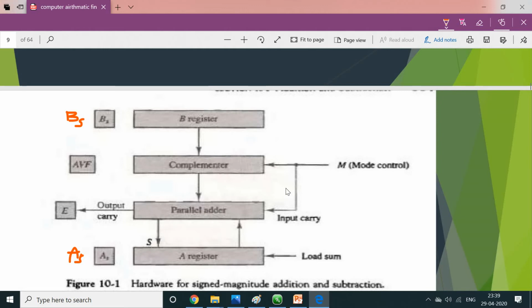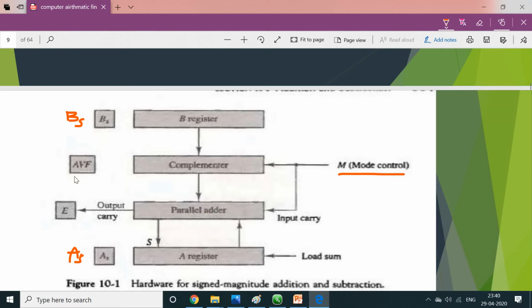Next one, this is the mode control bit. The mode control bit controls this entire block diagram, so we are controlling it with the help of the M bit. The mode control bit provides two binary values, logic 0 and logic 1. This mode control bit goes to these two blocks, where with the help of those binary values we are triggering the complementer block and also the parallel adder block.